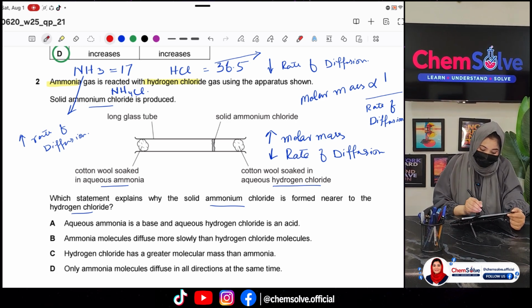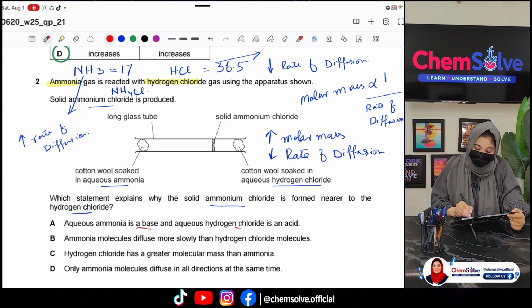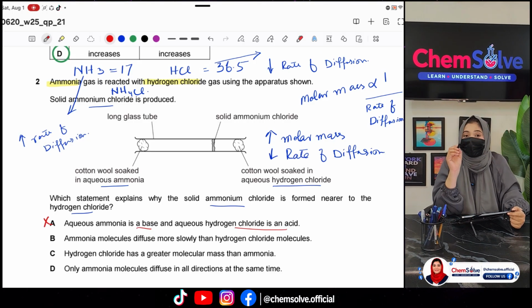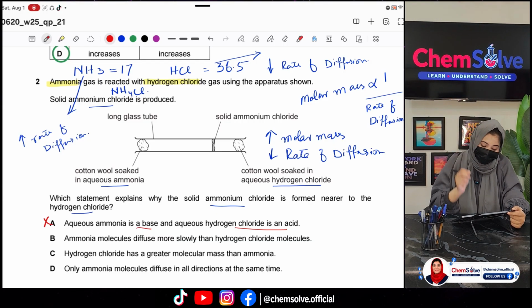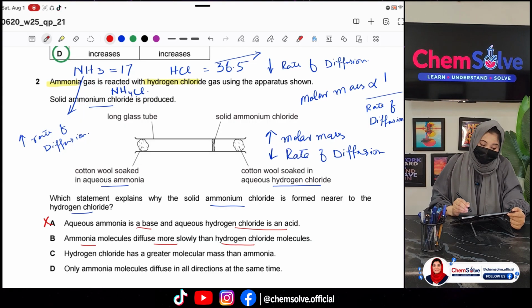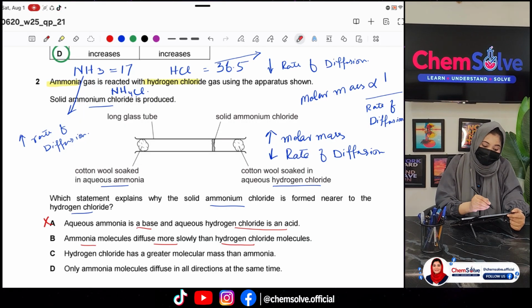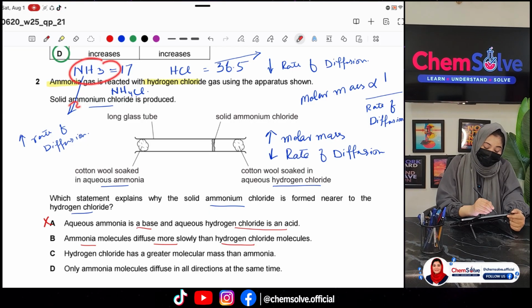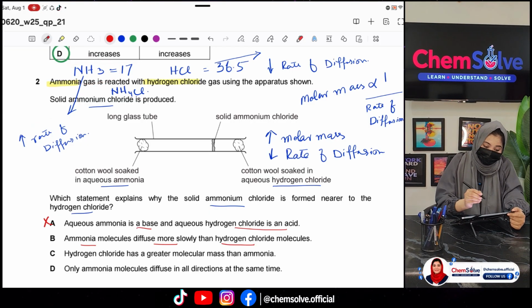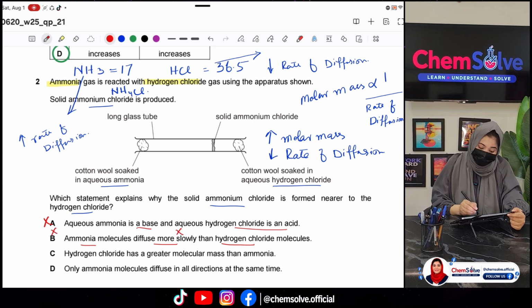Option A says aqueous ammonia is a base and aqueous hydrogen chloride is an acid. Yes, this statement is correct, but it has nothing to do with the question. So we will not choose option A. Ammonia molecule diffuses more slowly than hydrogen chloride molecule. We just discussed that ammonia has the lower molar mass, so it would have the greater rate of diffusion. And it says that it will diffuse slowly. No, this is not correct.